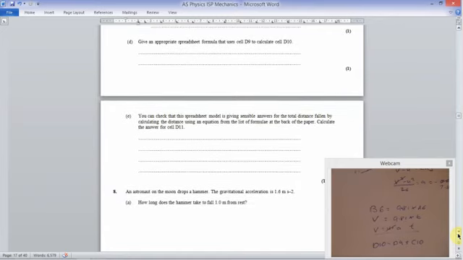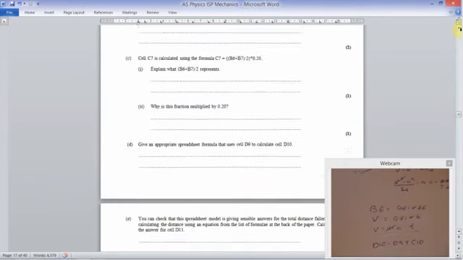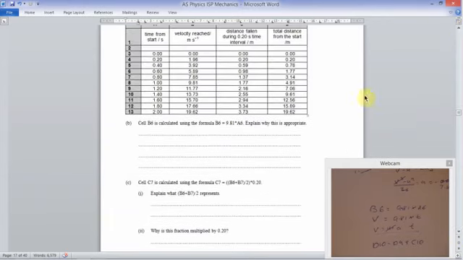You can check this spreadsheet model is giving sensible answers for the total distance travelled by calculating the distance using an equation from the list and the formula at the back of this paper. Okay, so that's in the ISP. Calculate the answer for cell D11. Okay, so they want us to calculate the answer for D11 using an equation.